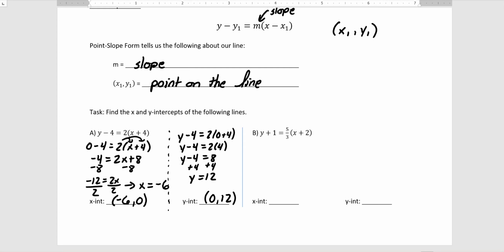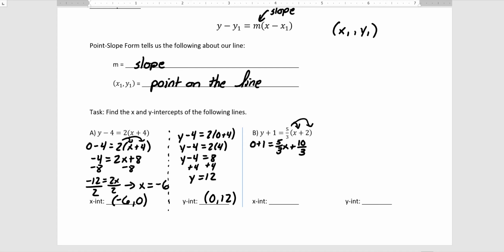All right, let's see how we did. y plus 1 equals 5/3 of x plus 2. So to find my x-intercept, I'll set y equal to 0. So I'll have 0 plus 1 equals, I'm going to go ahead and distribute this out. 5/3 of x, so that'd be 5 over 3x, and then plus 5 times 2 is 10, 3 times 1 is 3. So, looking at this now, I have 0 plus 1.